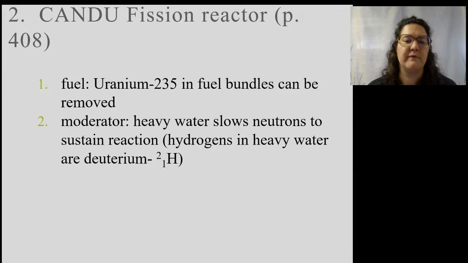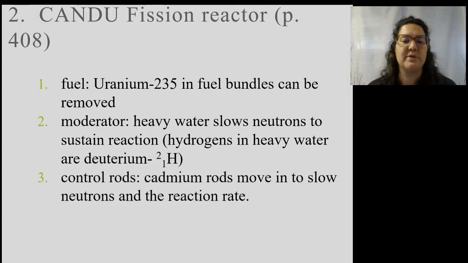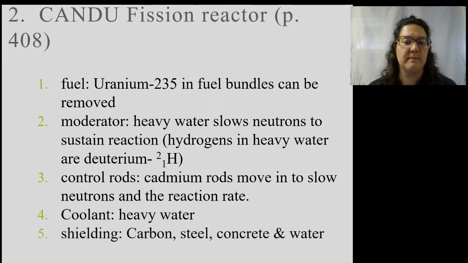In a CANDU reactor, our fuel is uranium-235 in fuel bundles that can be removed when they're used up. Our moderator is heavy water, which slows the neutrons to sustain the reaction. And the hydrogens in this heavy water are going to be deuterium. We also have control rods made of cadmium to move in to slow the neutrons in the reaction rate. So we want to control the rate of reaction so we don't have a nuclear meltdown. And then that coolant is going to be heavy water. We shield the outside of our nuclear reaction with carbon, steel, concrete, and water.